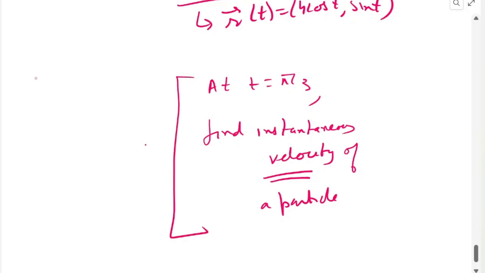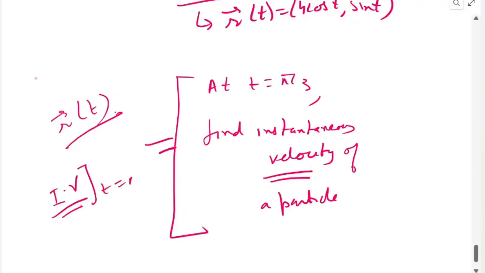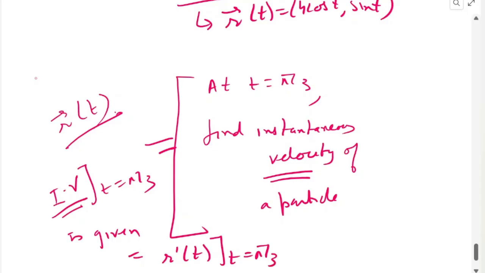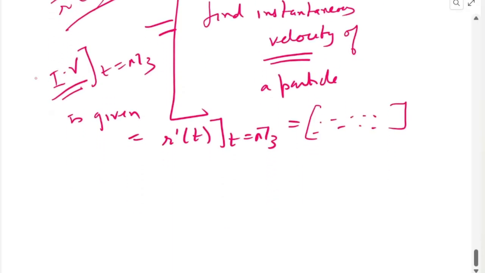To solve the question, you have to do exactly what I have done till now. So r(t) is here, this is your path of motion. The instantaneous velocity, I'm writing IV in short, at t equals pi by 3 is given by r dash t at the point t equals pi by 3. Whatever calculations I have shown right now, you just put it here, and that gives you the instantaneous velocity. So there is nothing new. Actually, they are asking you about the tangent direction only. So these two things are done.